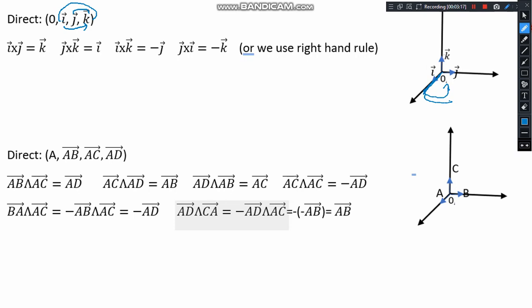k i gives j. However, i k will give you minus j. If you have j, i j will give you k, but j i you're moving opposite. j i will give you what? Minus k.